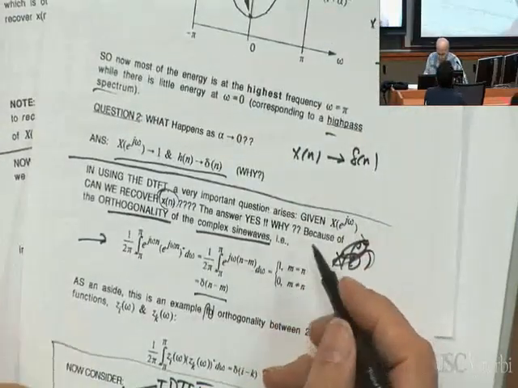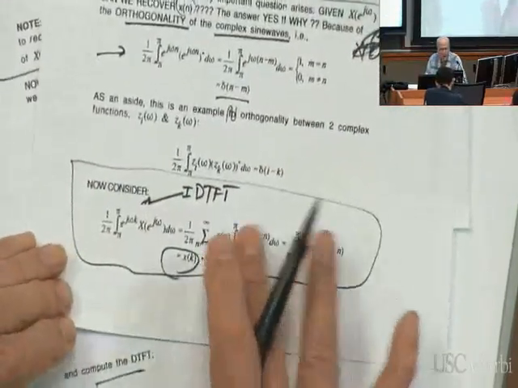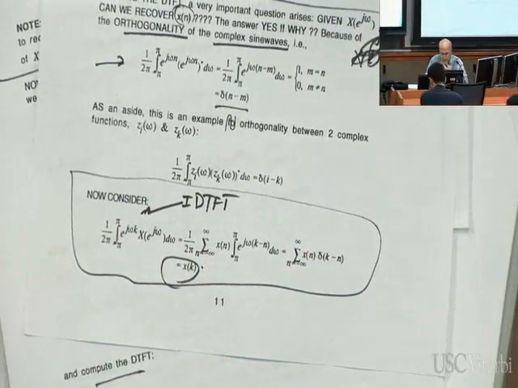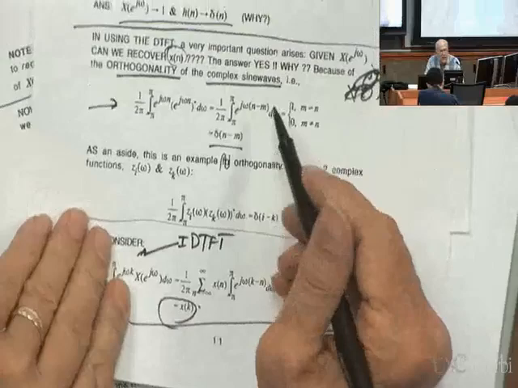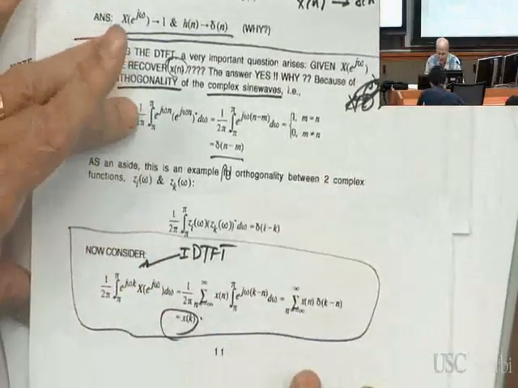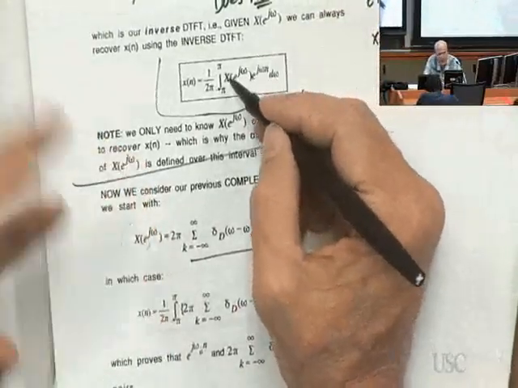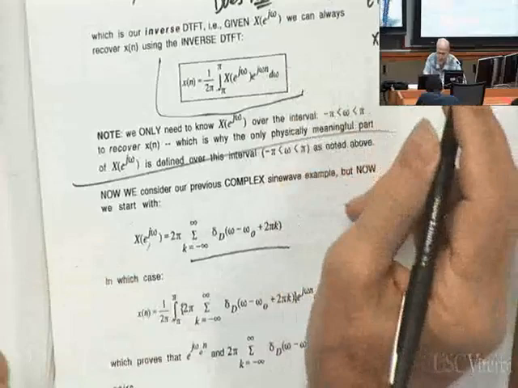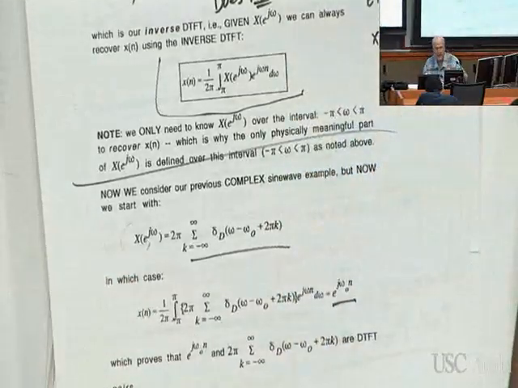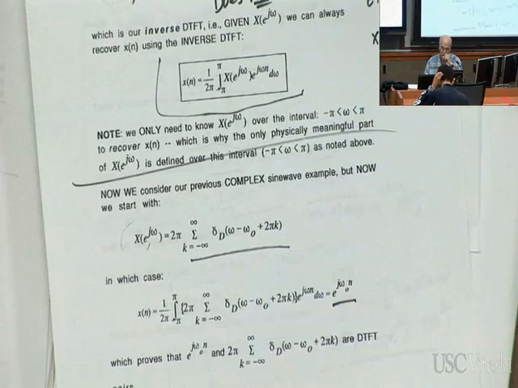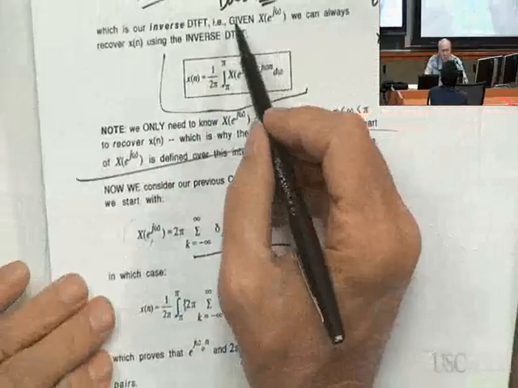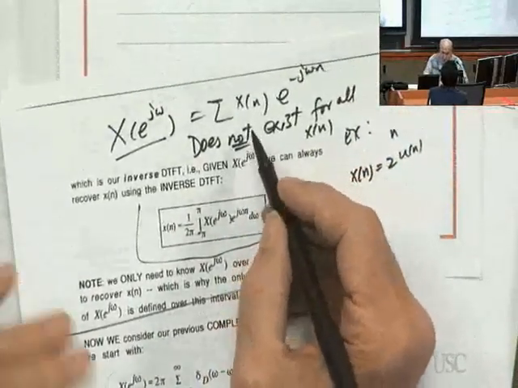So we talked about that. We also defined the inverse DTFT. That is based on the orthogonality of the complex sine waves. The inverse DTFT, as we mentioned last time, is an integral from minus pi to pi of the DTFT of x, capital X(e^{jω}), times e^{jωn} dω. So if you have x of n in the time domain, you can generate the DTFT, provided it exists. One caveat I mentioned last time, we'll come back to this in just a little bit.